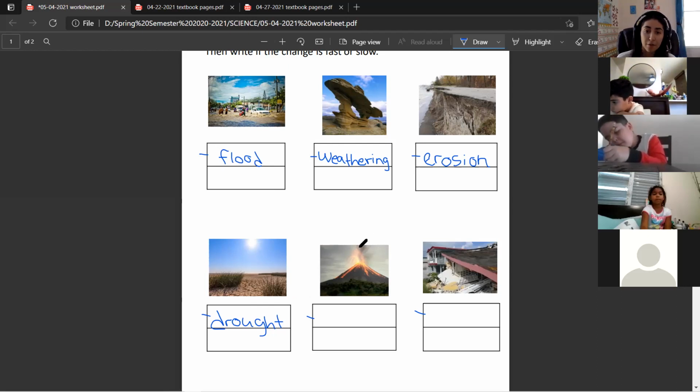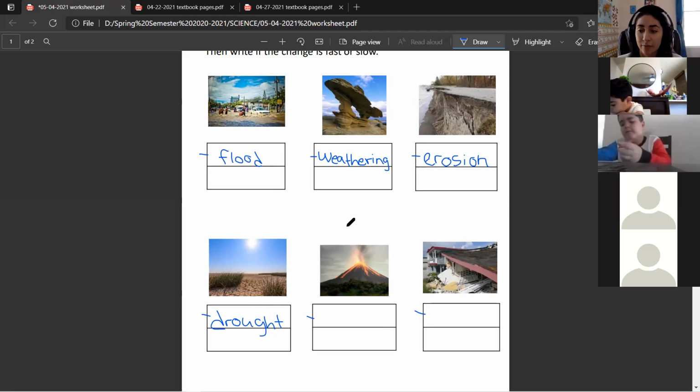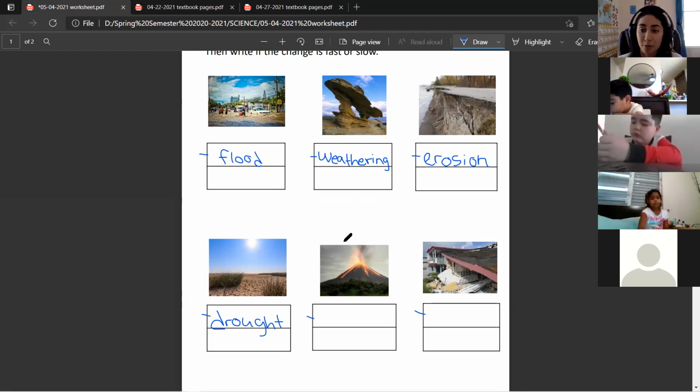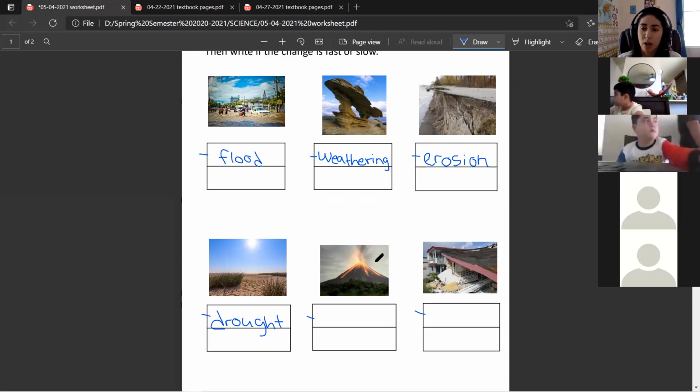Now, what about the fifth picture? Eruption. There you go, the eruption of a volcano. Do you guys know when the melted rock comes out of the volcano, what is that called? Lava. It's called lava when it comes out of the volcano.